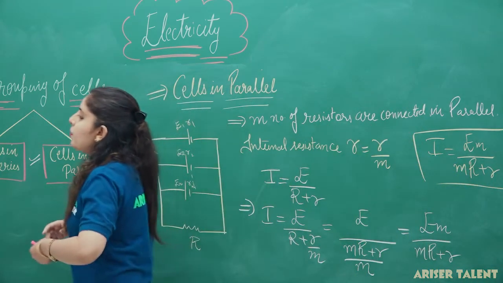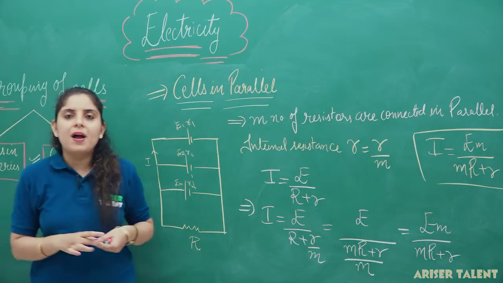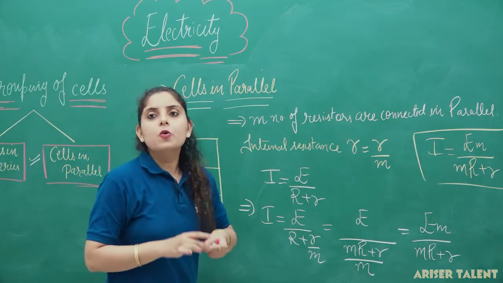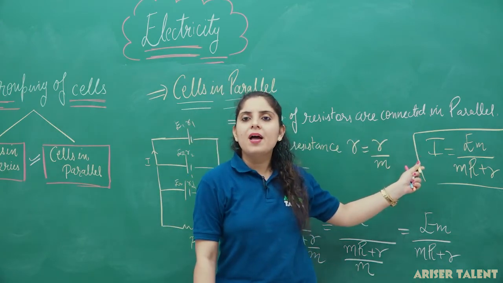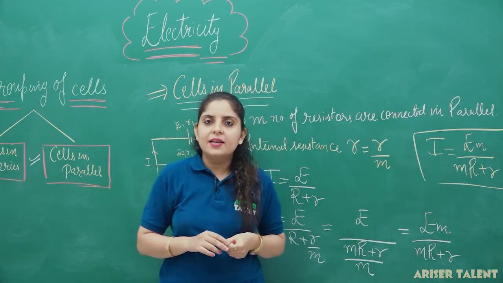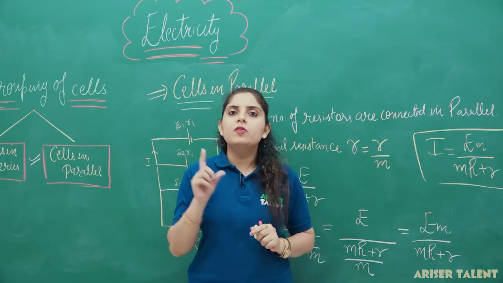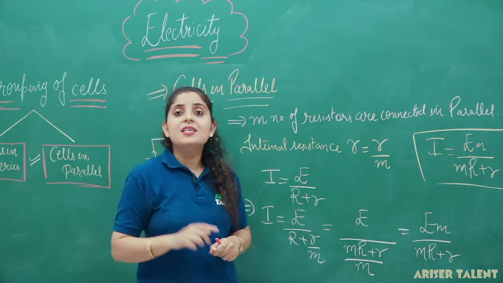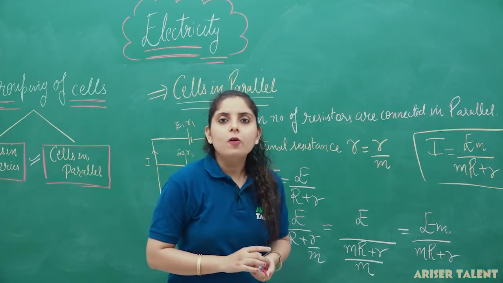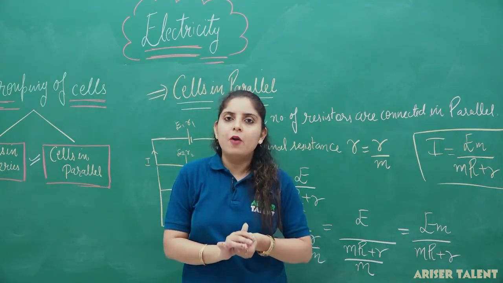So when numerical problems arise from this part, on how you will solve the grouping of cells in series and parallel, you will use just this simple formula and calculate the current in the circuit. Here m will denote the number of resistances connected in parallel and n will denote the number of resistances connected in series. So this is all about the cell we have discussed here.